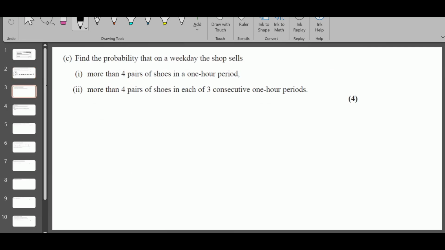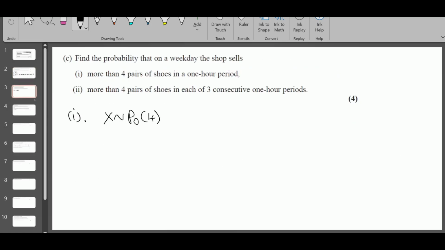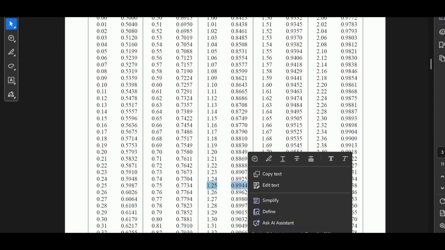Find the probability that on a weekday the shop sells more than 4. Okay, we know X follows Poisson distribution of 4, right? 4 per hour on a weekday. So they say more than 4. So X is more than 4, which is same as 1 minus X is less than or equal to 4. So the lambda is also 4. The value of X is also 4.